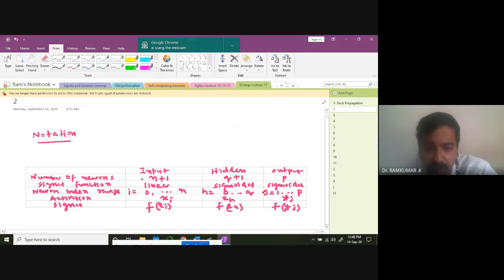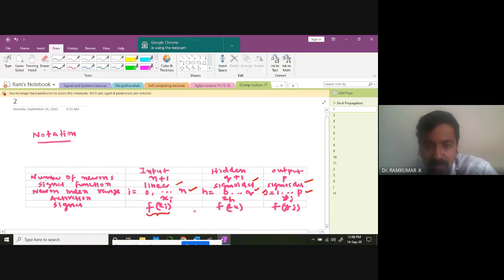And here we have the number of neurons n+1, q+1, and p. Okay, and the signal functions are linear, sigmoidal, and sigmoidal. And the neuron index ranges between i equal 0 to n, h is equal 0 to q, and j is equal to 1 to p. The activation functions are xi, zh. h indicates notation for the hidden neurons, and yj, j indicates notation for the output neuron.